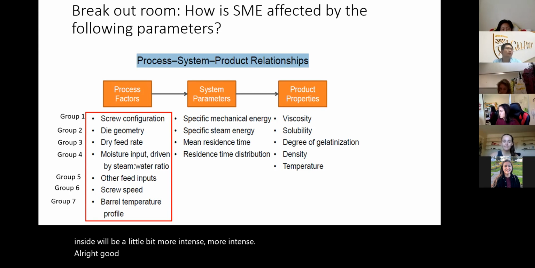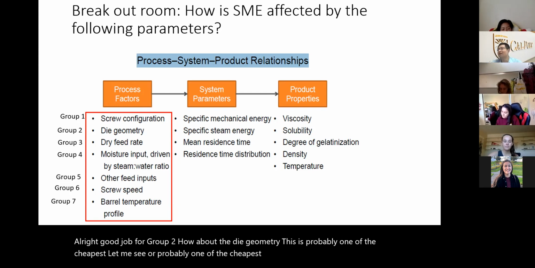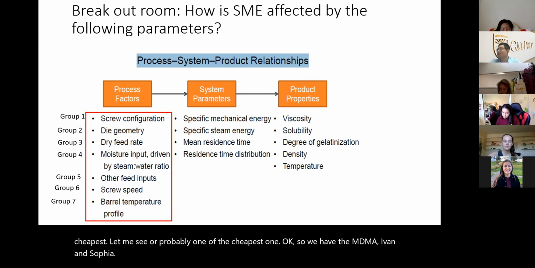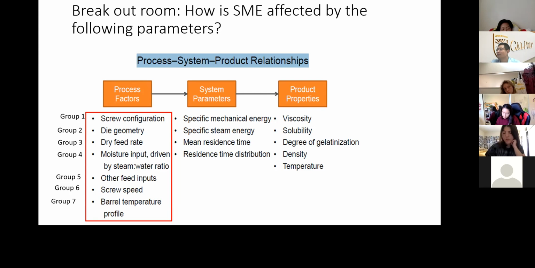For group two, how about the die geometry? This is probably one of the trickiest. Okay, so we have Arm, Emma, Yvonne, and Sophia. We figured that with a larger die geometry, we would have a lower SME value, because with smaller holes in the die, you'd probably need a greater motor power, which would affect the equation.